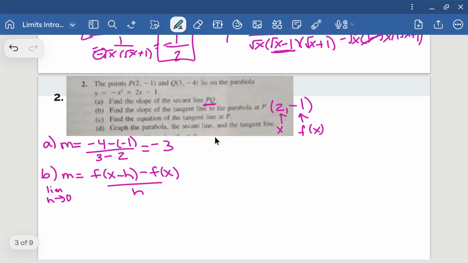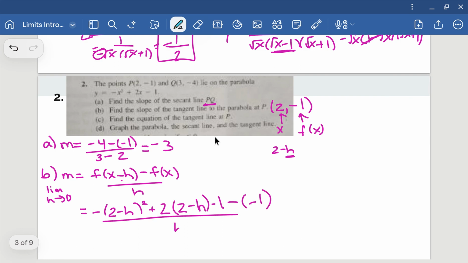But then the next point we're looking at is still 2, but we're going to subtract h. We want this value to be very, very small, tending towards 0. So when we fill this in, our first point, f of x minus h, is going to equal negative, and x value is 2, so 2 minus h squared plus 2 times 2 minus h minus 1. And then we still have to subtract f of x. F of x is -1, and this is all over h.